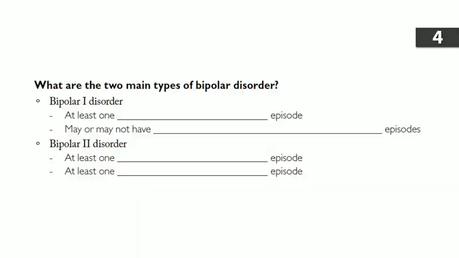So take a look at number 4 in your study guide. Bipolar 1 disorder is where the patient has at least one manic episode. So they're not required to have the depression. They may or may not have major depressive episodes or hypomanic episodes, but they're not required to. Generally, these patients will have some depression eventually if they haven't already, but you don't have to see the depression to make the diagnosis of bipolar 1 disorder.